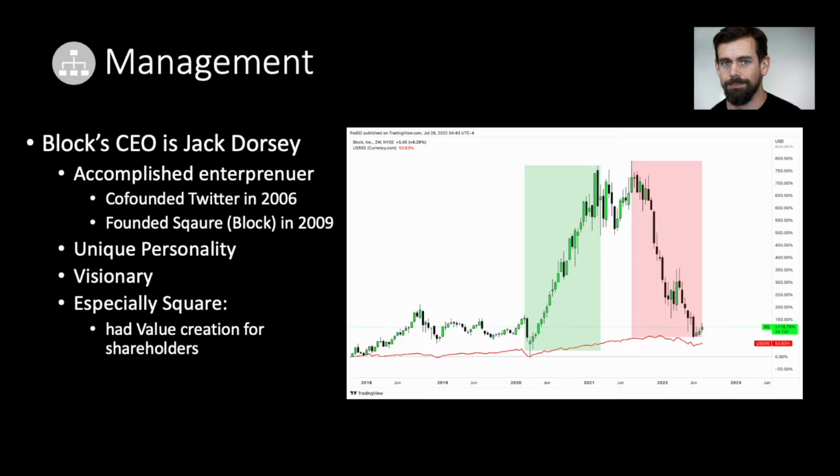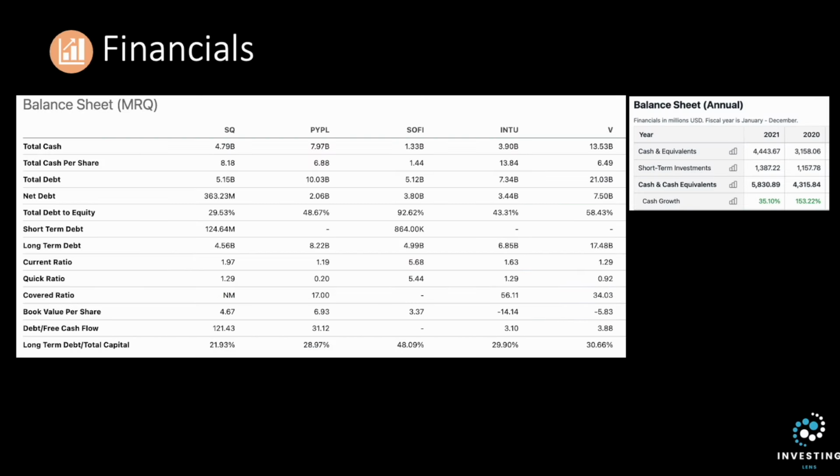Block's CEO is Jack Dorsey. He's an accomplished entrepreneur who co-founded Twitter in 2006 and founded Square, now known as Block, in 2009. He has a unique personality and it can be seen through Square a lot of value creation for the shareholders. And as seen from the green rectangle, we can see the exuberance with the Cash App and the crypto boom. And now we can see how we went back to the long-term trend and now possibly preparing for the next bull run.